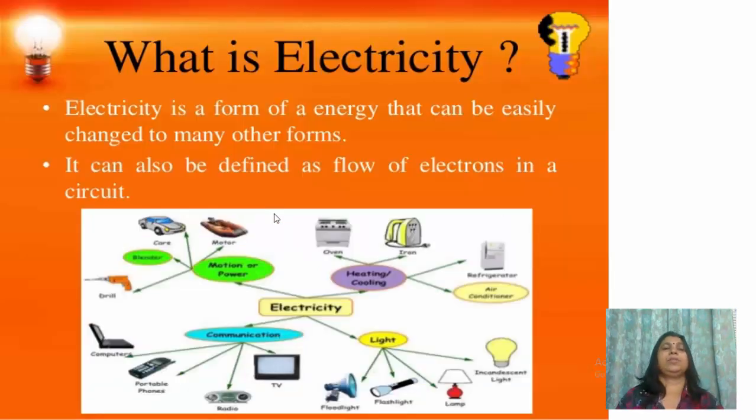Now, what is electricity? Electricity is a form of energy that can be easily changed to many other forms, as we can see in many appliances in our home. We have fans which run on electricity. In that, electrical energy gets converted into mechanical energy. In a fridge it is cooling, whereas in an iron or oven it is the heating effect.